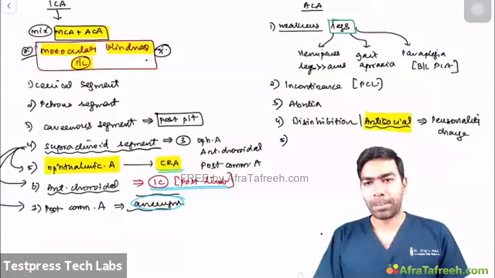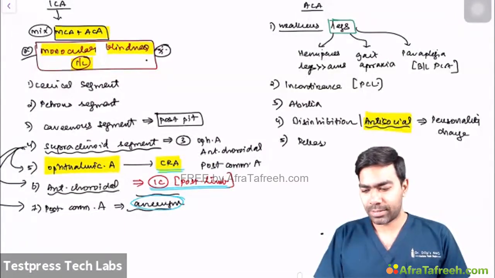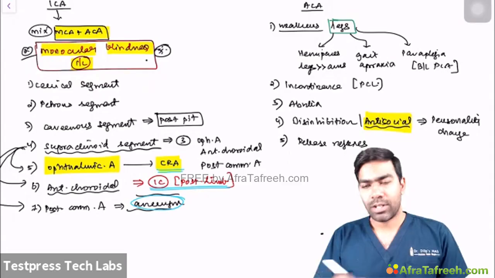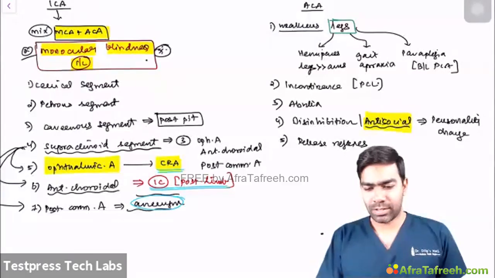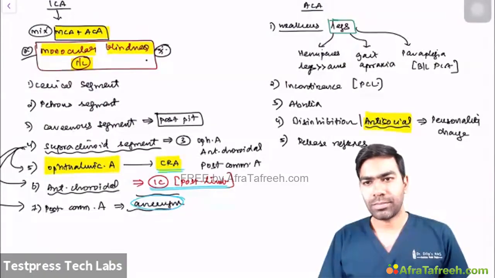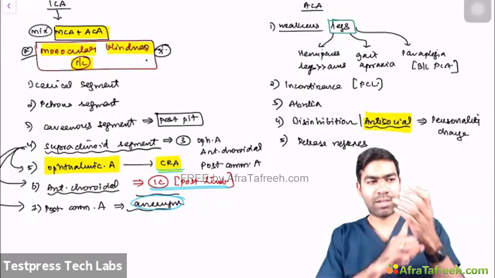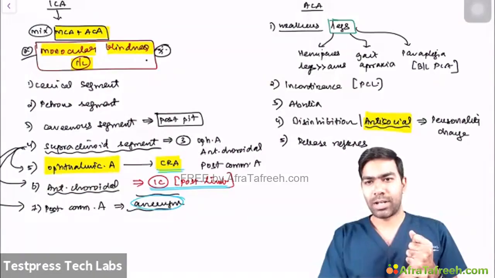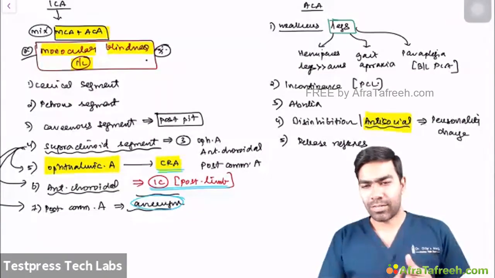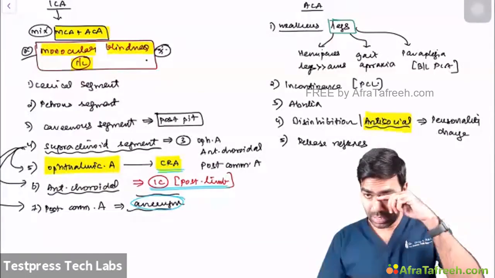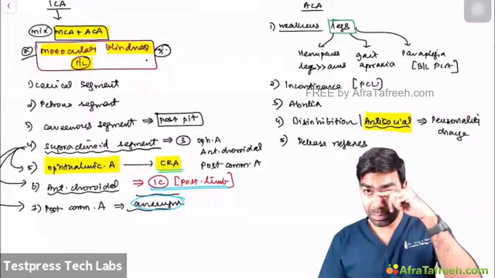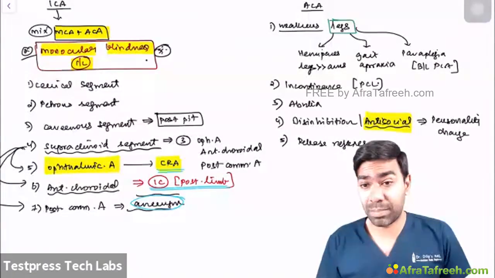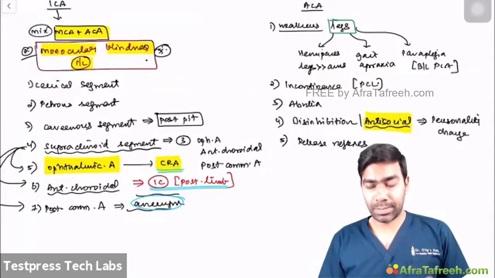Then apart from that, they are going to get something called release reflexes. What do you mean by release reflexes? Anyone? There are many reflexes that are suppressed by the prefrontal cortex. What are the examples of release reflexes? You have the grasp reflex, a palmar grasp and a plantar grasp. You have the sucking reflex, the rooting reflex, then the glabellar tap. So many release reflexes are there. These are primitive childhood reflexes that are basically suppressed by the frontal lobe, especially the prefrontal cortex.